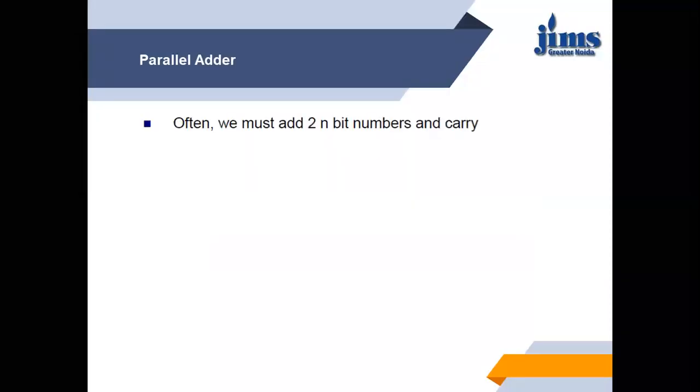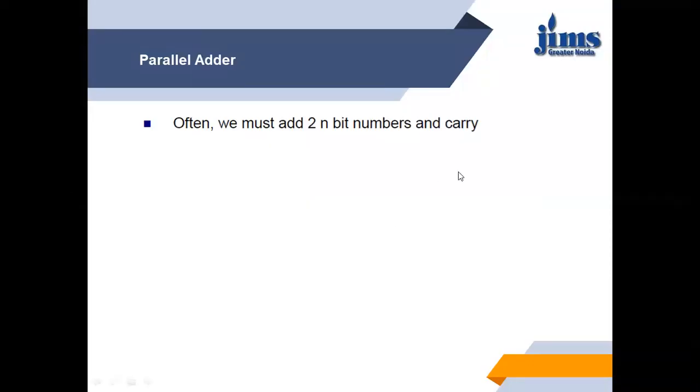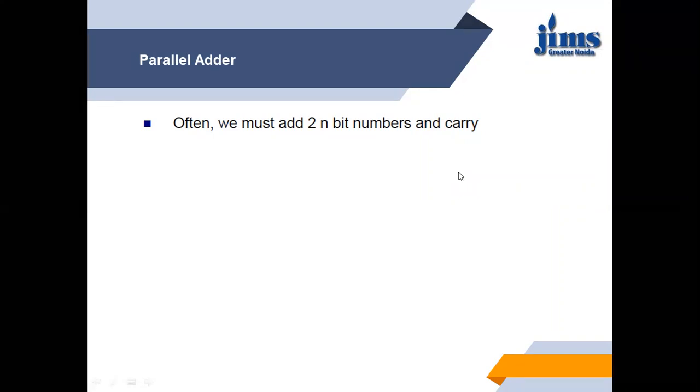Now often we must add two n-bit numbers and a carry, because when we are adding a number there will always be a carry. So we are interested to add two numbers with n bits. Here n depends upon the size of your processor. If your processor is 32 bit, then you are adding two 32-bit numbers. If the size of your processor is 64 bit, then you are adding two 64-bit numbers.